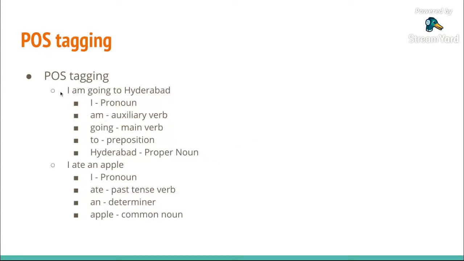So for example, if you take something like I am going to Hyderabad, I is pronoun, am is auxiliary verb, going is main verb, to is preposition, Hyderabad is proper noun. Similarly, if you take I ate an apple, I is pronoun, ate is past tense verb, an is determiner, and apple is common noun.